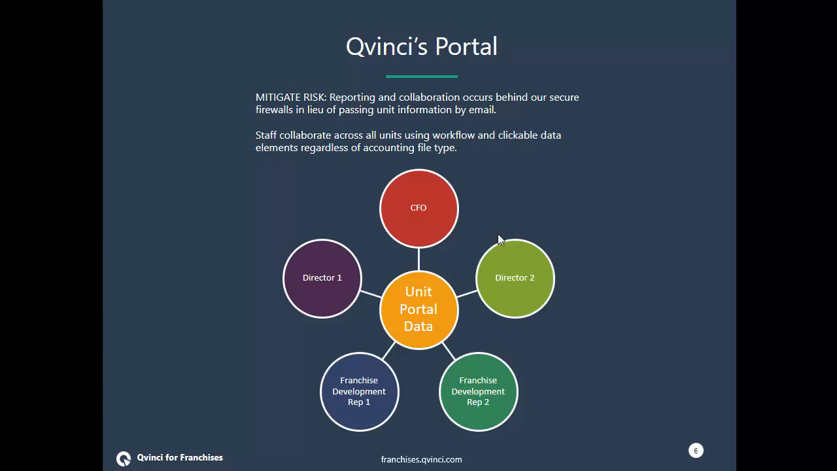The other thing that's really important is that with Qvinci and the portal and the way we do reporting, you're not going to be sending franchisee financial data via email anymore. There's no need to send it via email anymore. We don't prohibit it, but Qvinci is a much more secure solution than using email for transmitting financial data between bodies inside your franchise corporate entity.